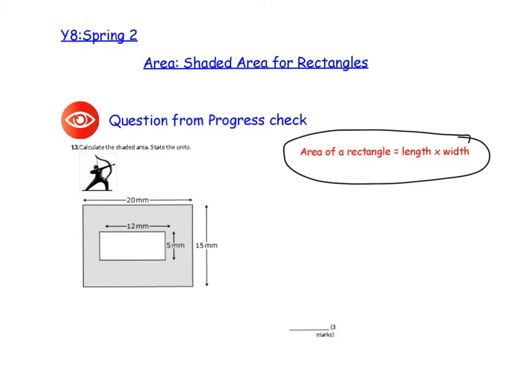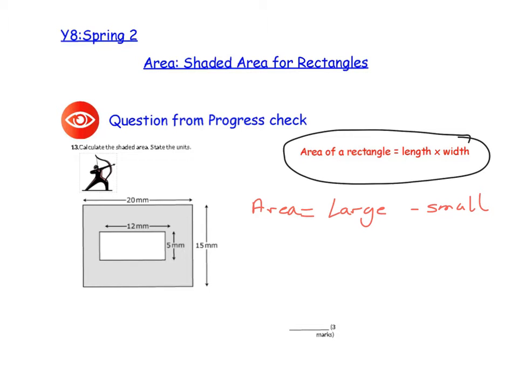Right then, read the question. Calculate the shaded area and state the units. Right, the strategy I'm going to use for this is to find the area of the big rectangle and then subtract the area of the small rectangle from it. So we can write that down. Area equals large take away small.